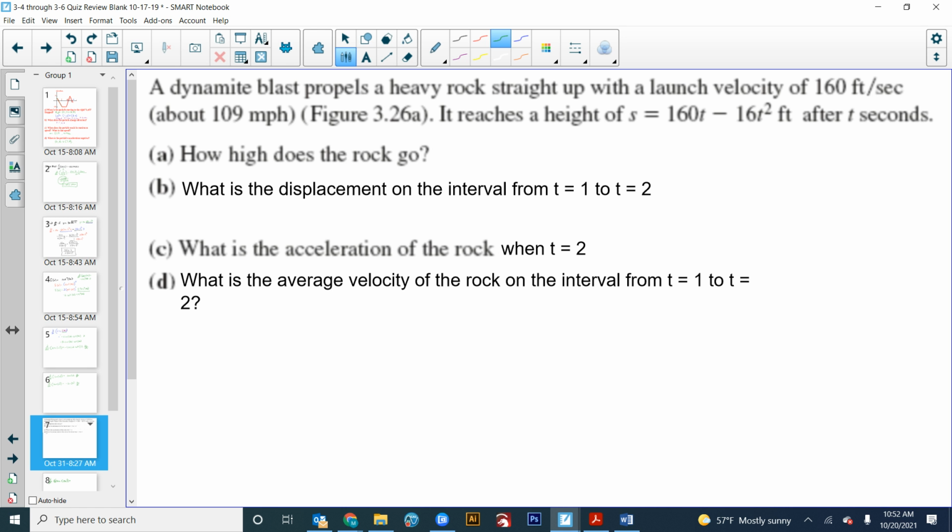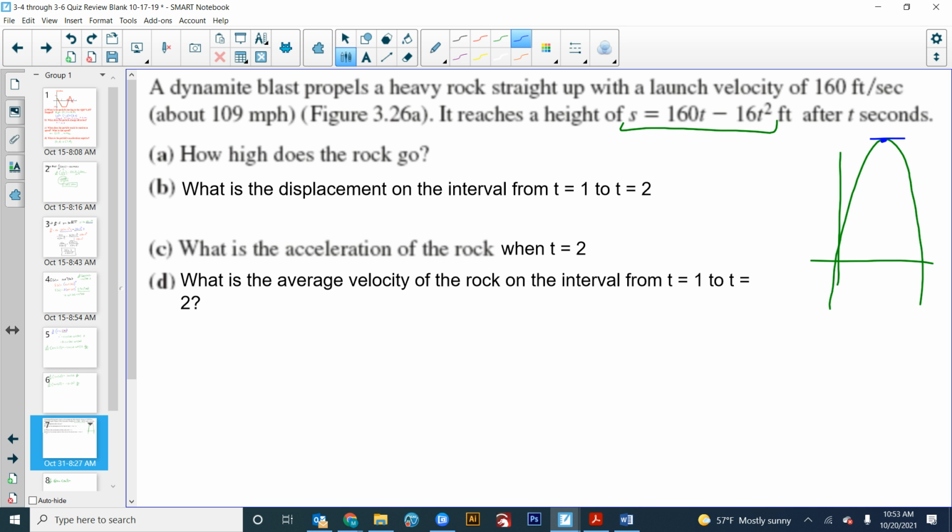Our position function is 160t minus 16t squared. How high does the rock go? Well, isn't this graph going to look like that? If I want to find how high it goes, that's a question of position. But I need to know the time when it is at its highest point. Use calculus. What's happening when it's at its highest point?